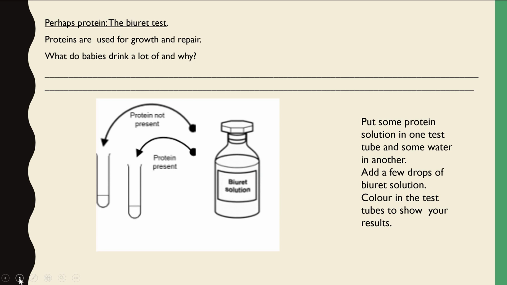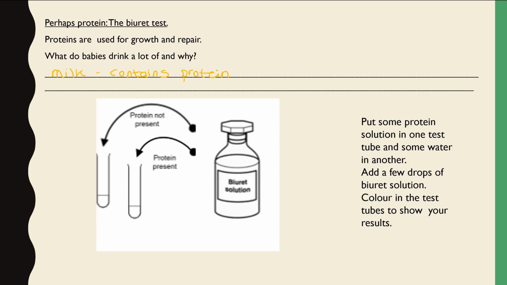As you know, proteins are used for growth and repair. So I'd like you to just pause the video and have a go at answering the question you can see there on the screen. Think about what babies drink a lot of, and can you give a reason why? For this question then, hopefully you've remembered that babies drink a lot of milk. Why do they drink a lot of milk? It contains protein. There's a lot of protein in milk.